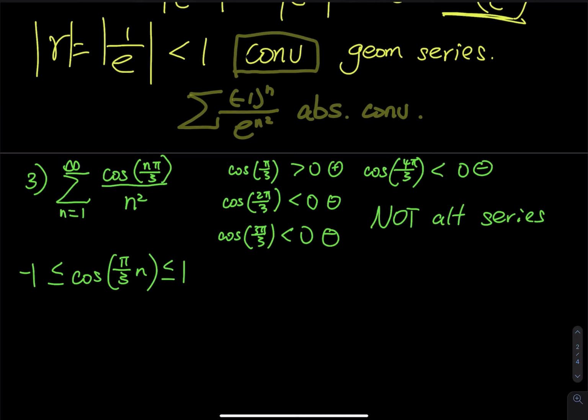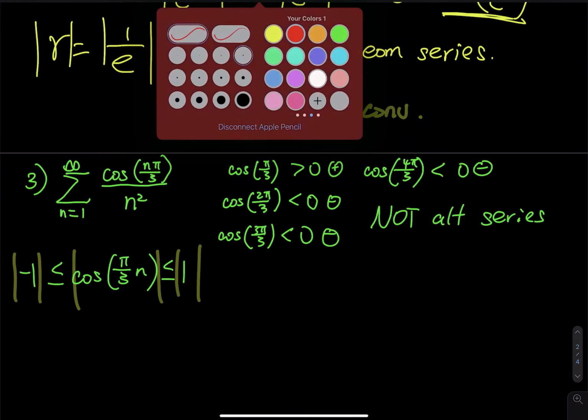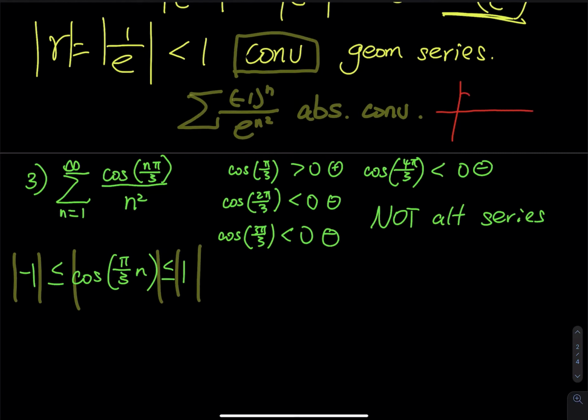Once we take the absolute value of each side, what do we get? The absolute value of -1 is 1. Let me just give you the graph. Cosine is supposed to look like this. It jumps between y equals 1 and y equals -1. When you take the absolute value, the piece below the x-axis is flipped up. So we have to erase this piece. Now the absolute value of cosine is between 0 and 1.